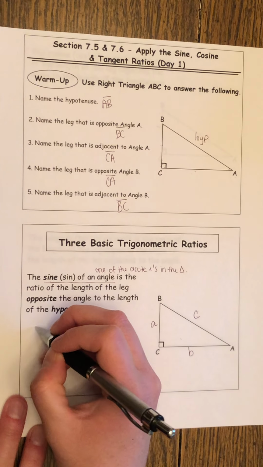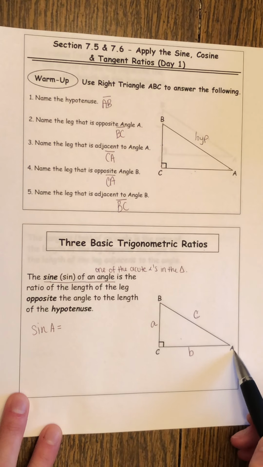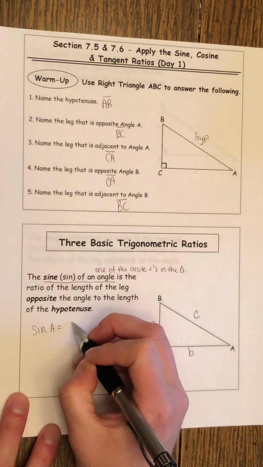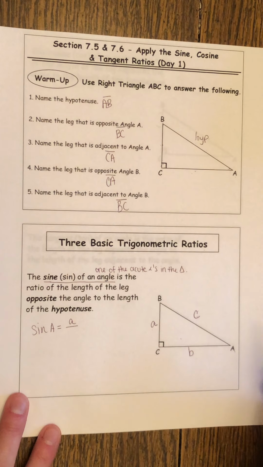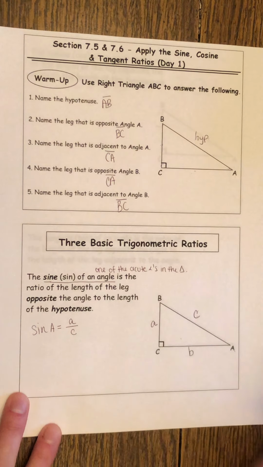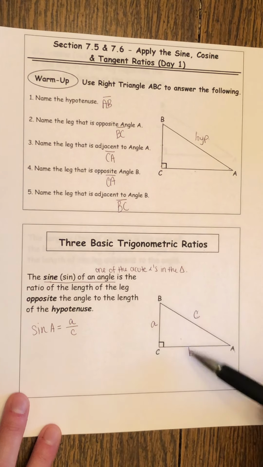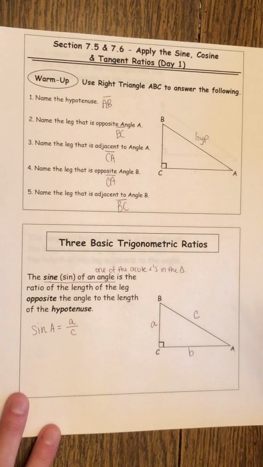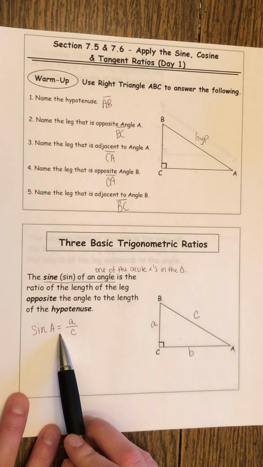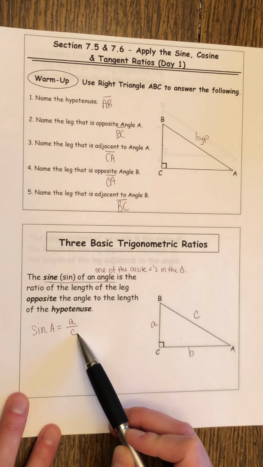So if I were to take the sine of angle A, sine is equal to the opposite leg over the hypotenuse length, which is c. Now, in problems that we're going to do, we're going to be given some actual numbers here, but in general, the sine of an acute angle in a right triangle is equal to the opposite leg length over the hypotenuse.